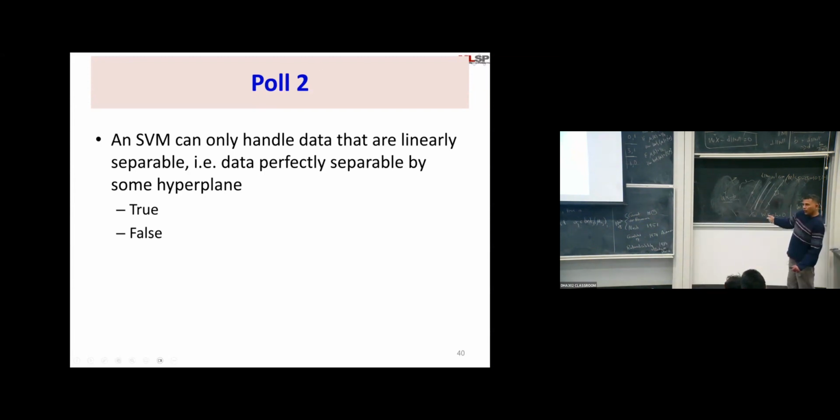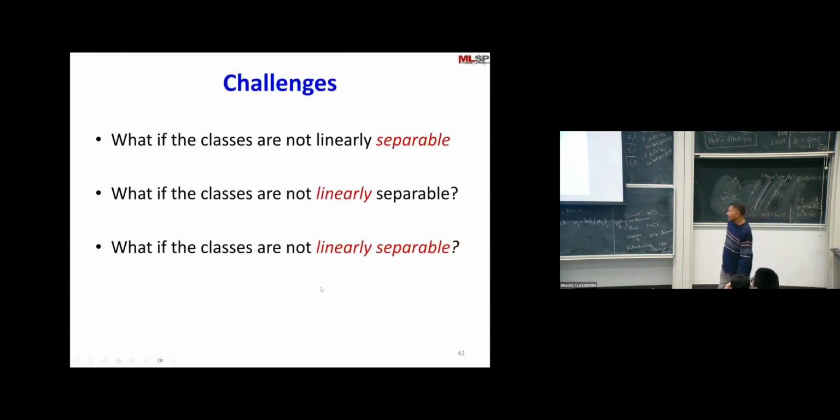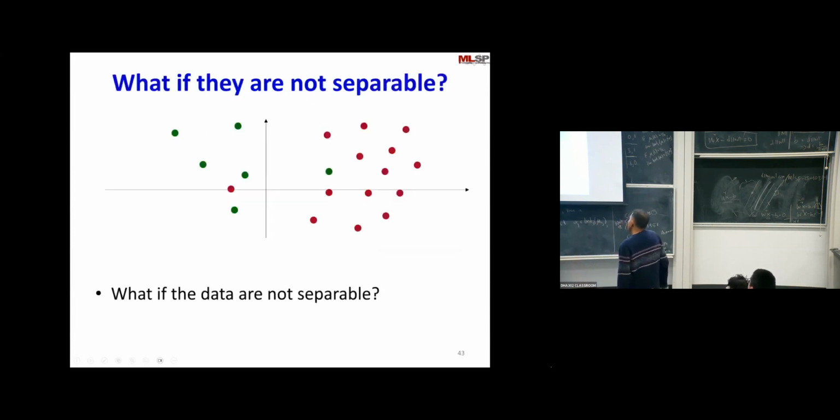True or false? False, okay, that's what's interesting, right? So everything that we've done assumes that the classes are linearly separable, right? What if the classes are not linearly separable? What if the classes can be separated but not by a linear plane? And what if they cannot be separated, even by a non-linear function that you have chosen? We're going to have to deal with all of these cases, right? So let's look at the first one.